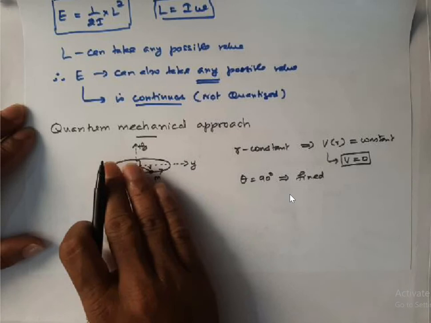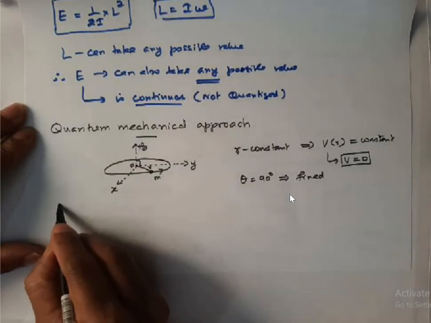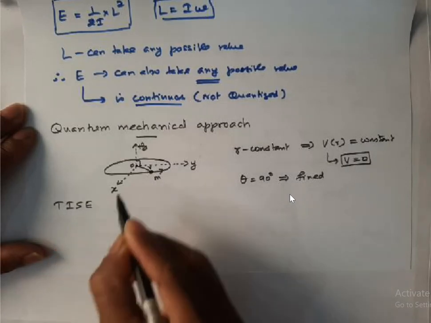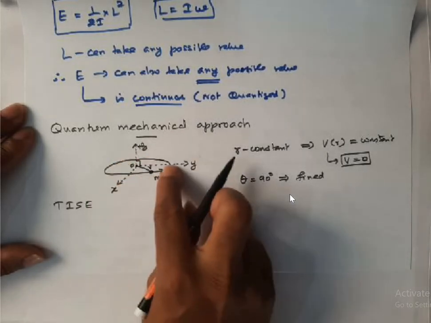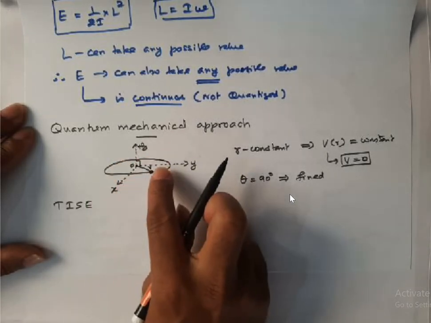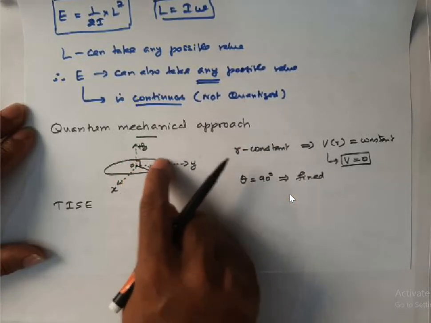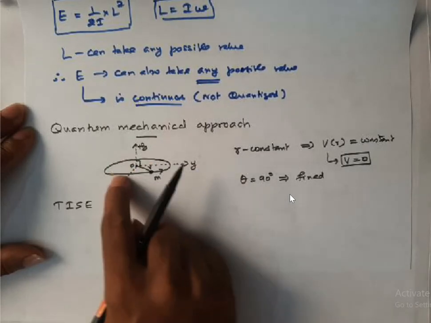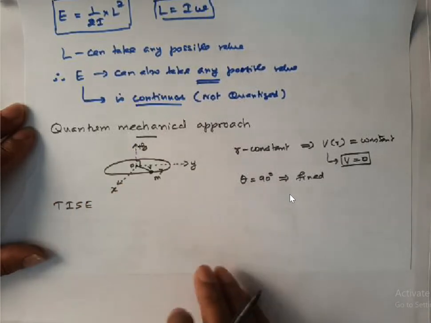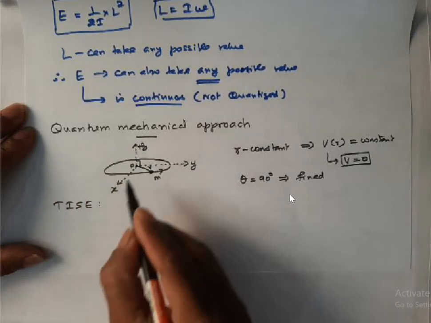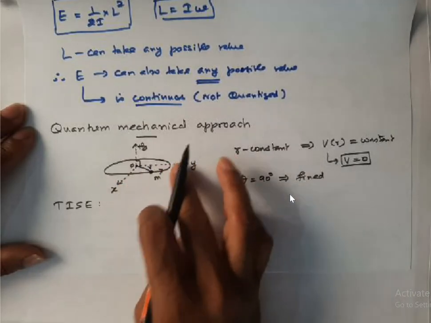Now let me start with the time independent Schrodinger equation. The time independent Schrodinger equation for this particle can be given as follows. Since it is moving in the xy plane, the x coordinate and y coordinate change, but the z coordinate remains the same, since the particle is moving perpendicular to the z axis. So only the x and y coordinates change, therefore the wave function depends on the x coordinate and y coordinate.